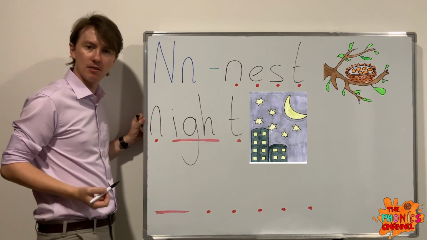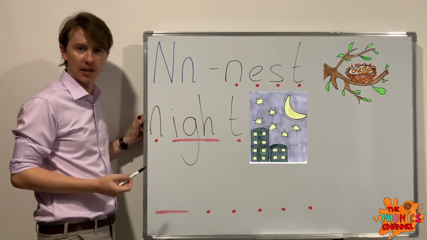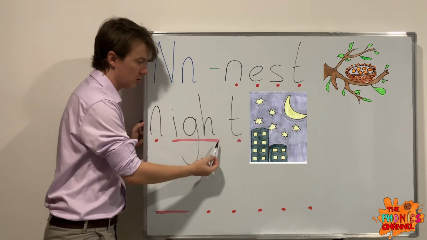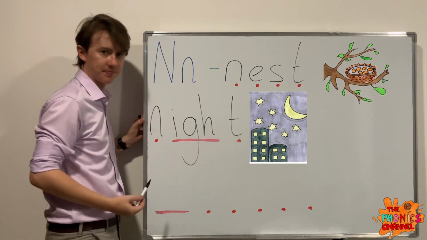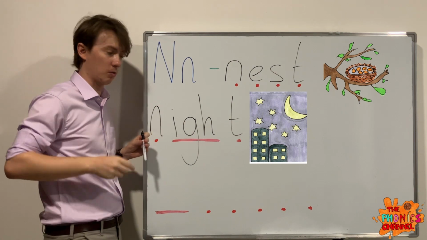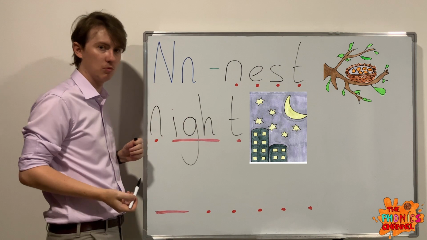So how many letters do we have here? We've got 1, 2, 3, 4, 5. 5 letters. How many sounds? N-I-T. 1, 2, 3. 3 sounds, because we've got a trigraph here. Remember, a trigraph is when 3 letters make 1 sound. So the I, G, and H make the I sound in words.